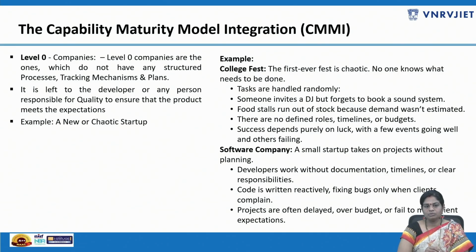Level 0. What do companies generally do in level 0? These are the ones that don't have any structured process, tracking mechanisms, or plans. It's like a developer or a person who is responsible for quality, the torch bearer for the company and the project, who will ensure that the project meets the expectations. In simple words, a new or chaotic startup.